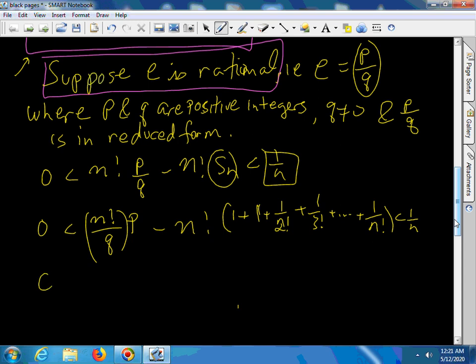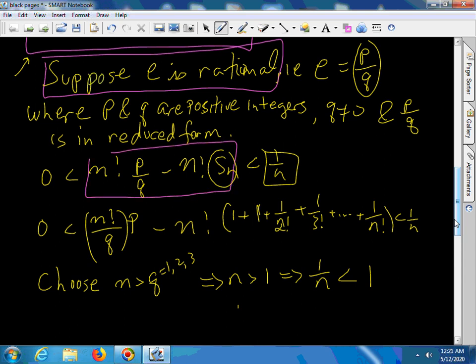But now I am going to choose n in a clever way. I am going to choose n to be bigger than q. Now remember, q is 1 or 2 or 3, so this implies that n is bigger than 1, which is going to imply that 1 over n is less than 1. So, like I said, this piece here that is less than 1 over n is less than 1.